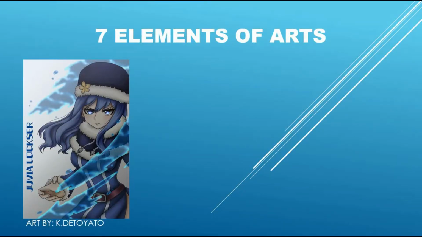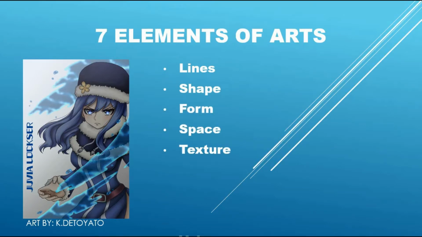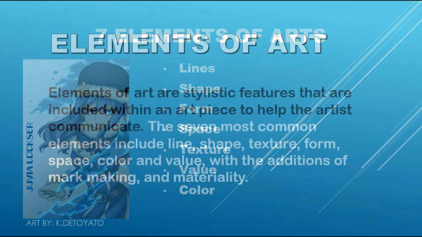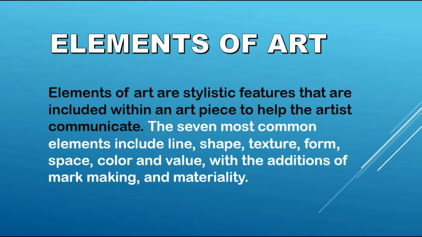Today, we will discuss the 7 elements of art. What are the 7 elements of art? We have lines, shape, form, space, texture, value, and color. Elements of art are stylistic features that are included within an art piece to help the artist communicate.